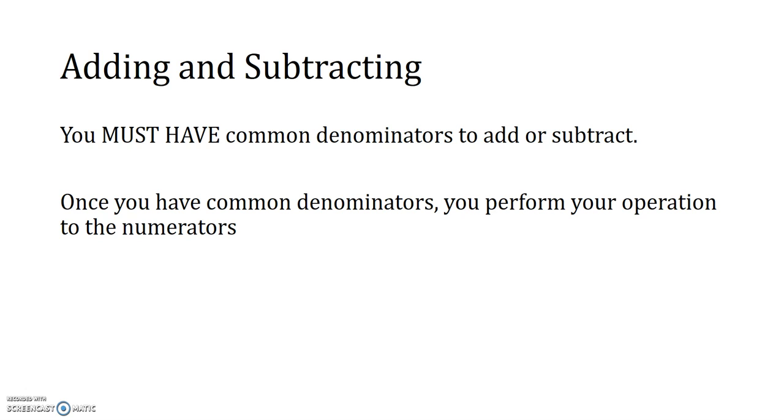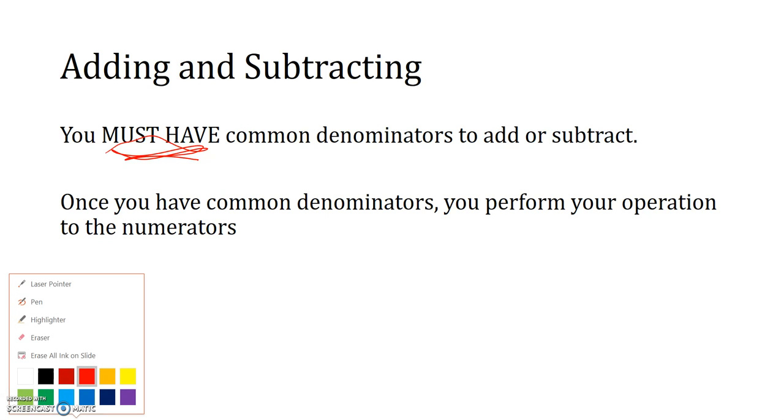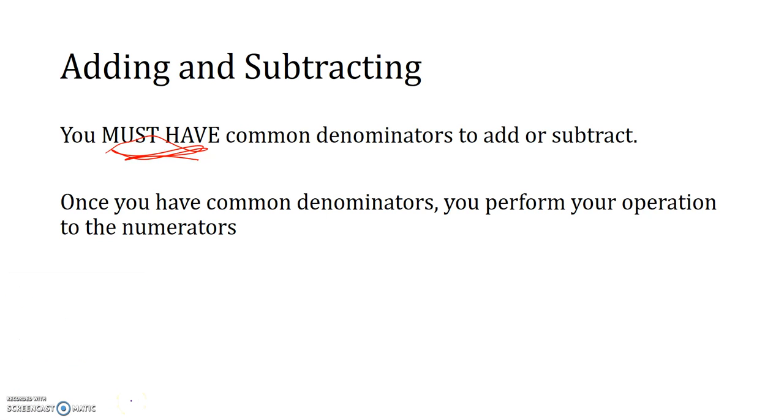The key thing with adding and subtracting fractions is that you must have a common denominator before you can add or subtract. A common denominator just means that the bottoms of the fractions are the same. Once you have common denominators, then you perform your operation to the numerators, whether it be addition or subtraction.